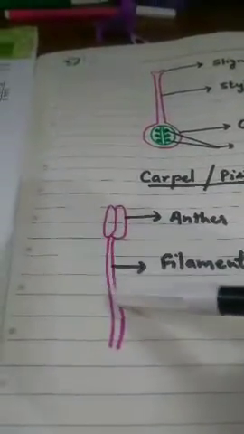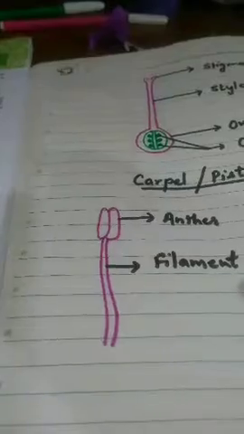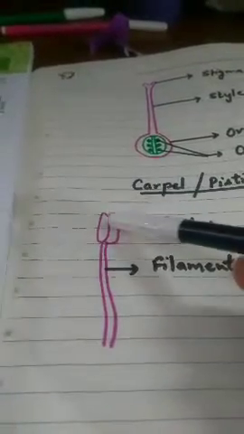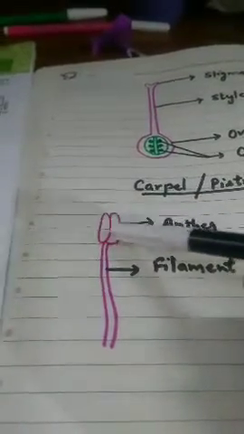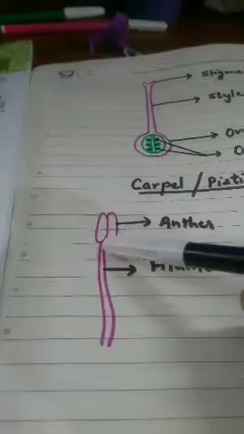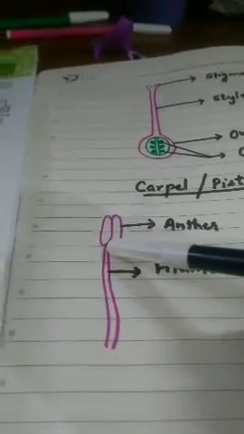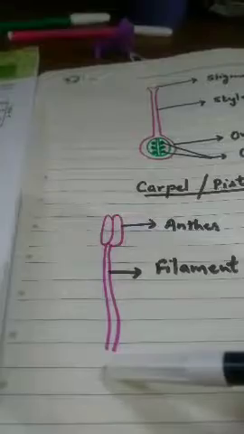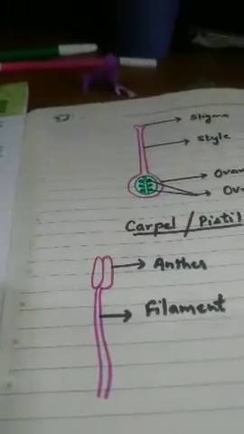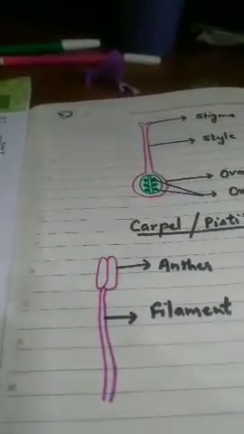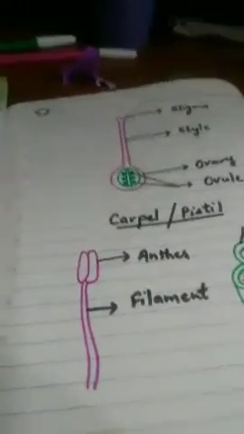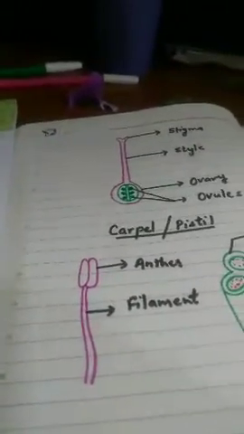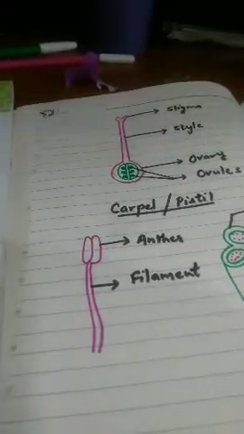The second part is this thread-like structure. This is called filament. These pollen sacs, these two anther lobes are connected by a tissue called connective, right? And this thread-like structure is called filament. Now, the function of this is to produce male gamete. So it produces male gamete. So it is the male part of the flower, the male reproductive part of the flower.